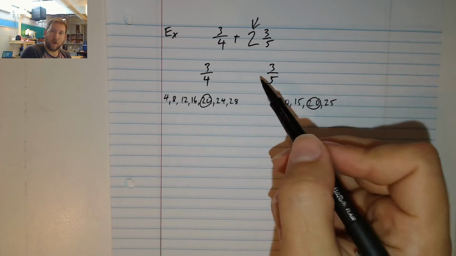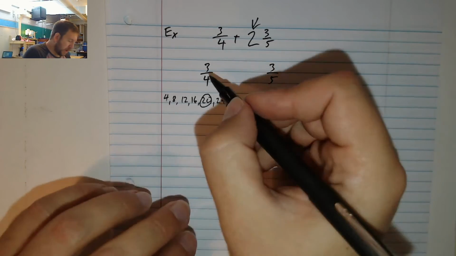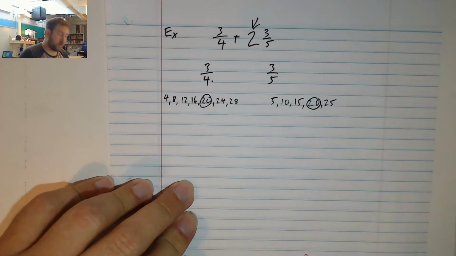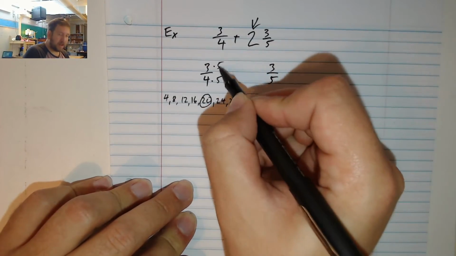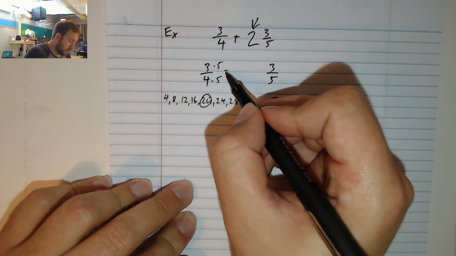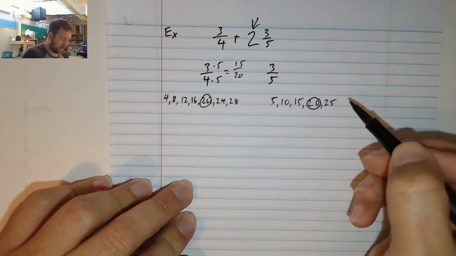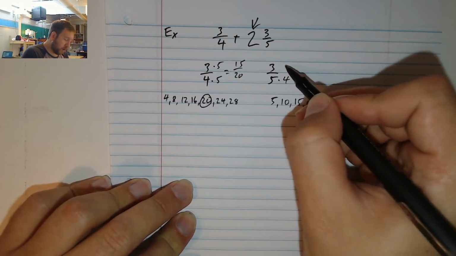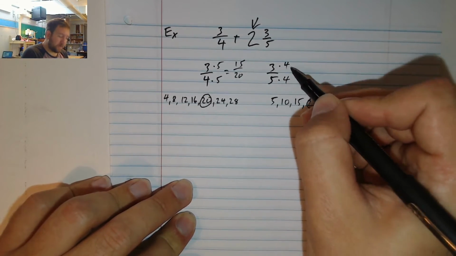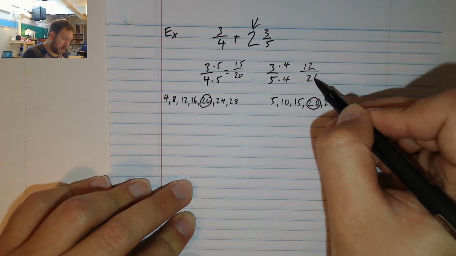So I'm going to turn both of the bottom of these fractions into 20ths. Okay, so to turn a 4 into a 20th, I have to multiply it by 5, and I have to do the same thing I did to the bottom to the top. So this is going to turn this into 15 20ths. Okay, to turn this 5 into a 20, I'm going to multiply it by 4. And if I do the 4 on the bottom, I have to do the same on the top. So I get 12 20ths.